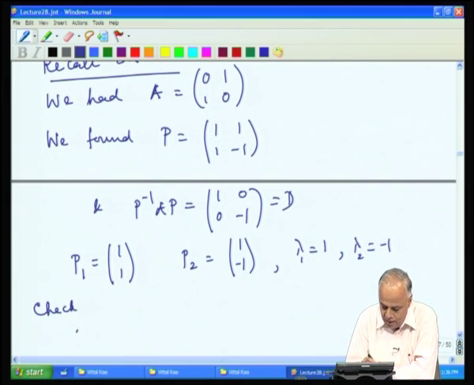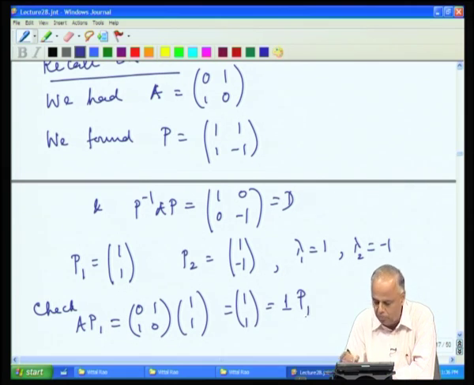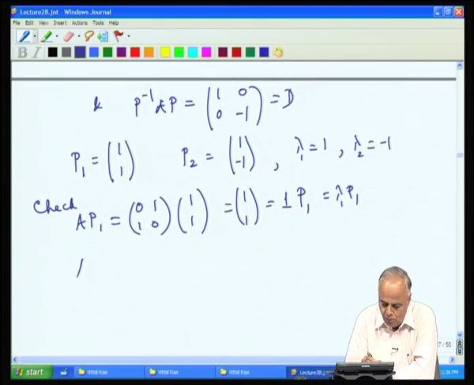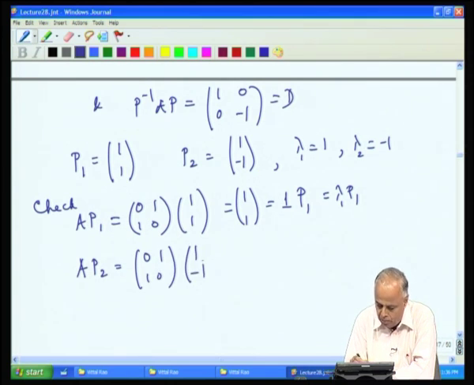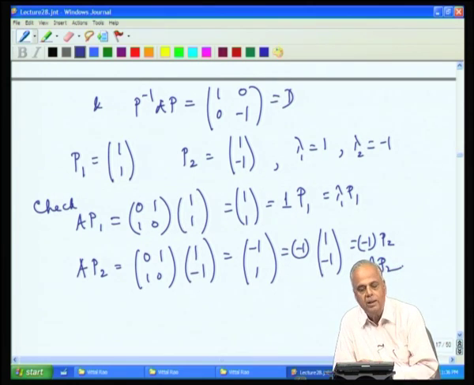Check: AP1 is equal to 0 1 1 0 into 1 1, which is 1 1, which is lambda 1 times P1. AP2 is 0 1 1 0 times P2, which is 1 minus 1, it will be minus 1 1, which is minus 1 times 1 minus 1, which is minus 1 times P2, which is lambda 2 times P2. So, AP1 is lambda 1 P1, AP2 is lambda 2 P2.